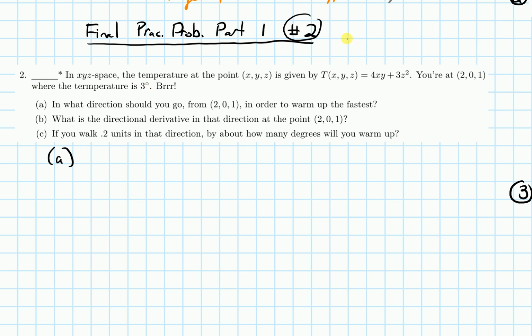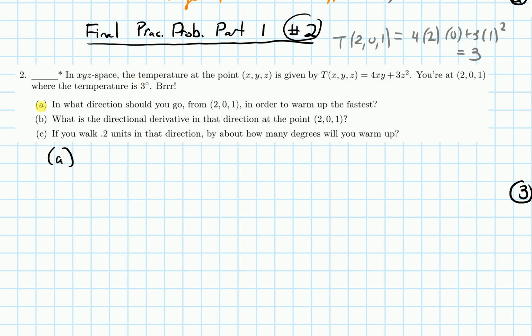And we could actually verify that by just plugging in 2, 0, 1. If we did that, we'd get 4 times x, which is 2, times y, which is 0, plus 3 times z squared, so 3 times 1 squared. And that's just 0 plus 3, which is 3. So that's how they got to 3 degrees. Okay, so that's pretty cold.